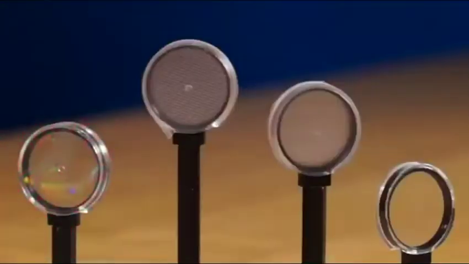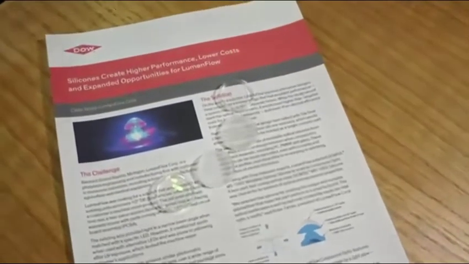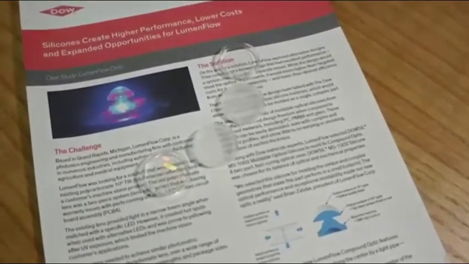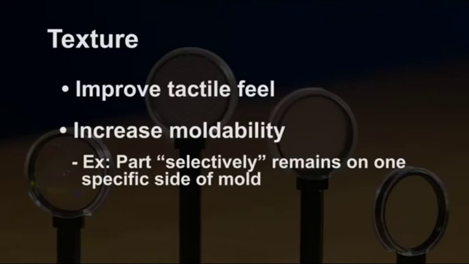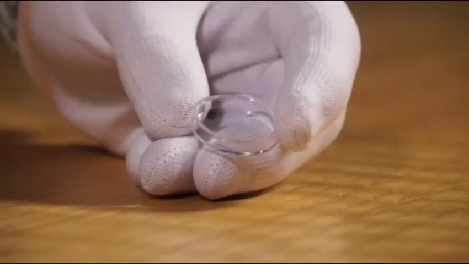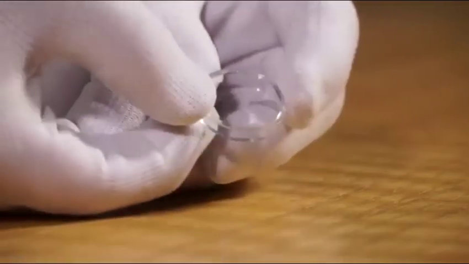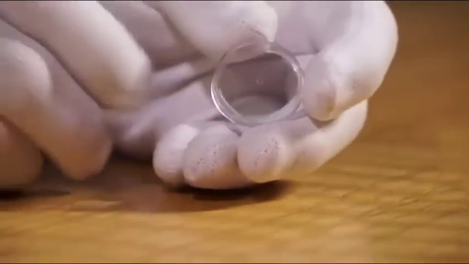One of the benefits of using Celastic moldable optical silicones is the ability to reproduce fine detail from the molds. There are many reasons for adding texture to a component, and there's a wide variety of surface finishes or textures available from different companies that can be incorporated in a part. Texture is often used simply to improve the tactile feel of a part, or to increase moldability, like having the part remain selectively on one side of the mold. But for our discussion, we're more concerned with how the surface finish can affect light transmission through the piece.